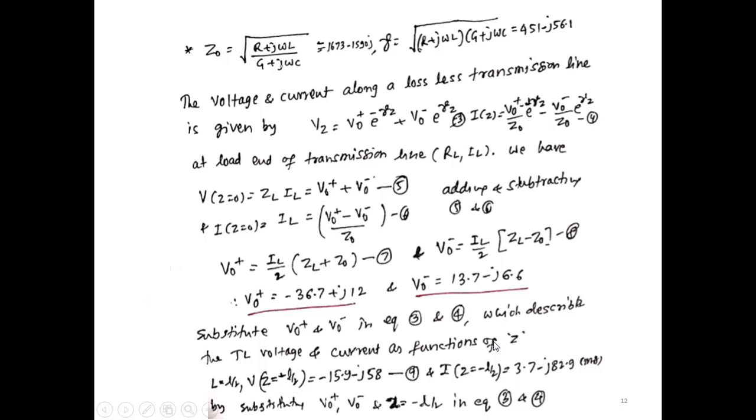Substituting V0 plus and V0 minus in equation number 3 and 4, which describe the transmission line voltage and current as a function of Z. Therefore, at z is equal to minus L by 2, we will get Vz is equal to minus 15.9 minus j 58 and I at z is equal to minus L by 2 will get 3.7 minus j 82.9 milliampere. By substituting V0 plus, V0 minus and z is equal to minus L by 2 in equation number 3 and 4.